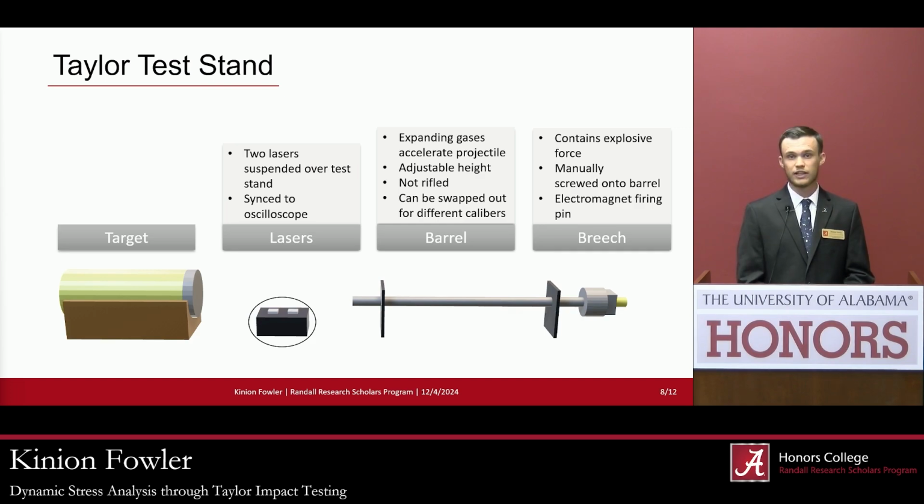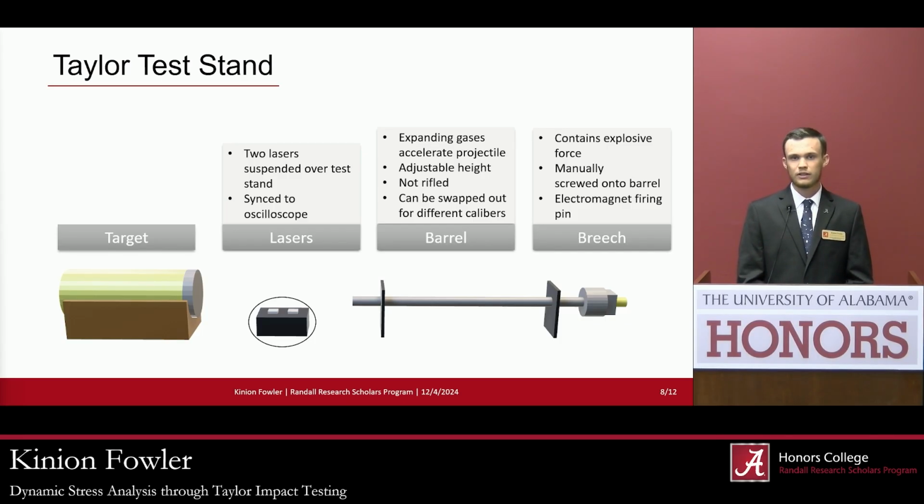Next, we have our lasers. This is what we use to measure the velocity of the projectile. As the projectile crosses through the lasers, we have them synced to an oscilloscope, so we're able to measure the time that the beam is broken. We know both the length of the projectile and the distance between the two lasers, so we are able to calculate the velocity in two different ways.